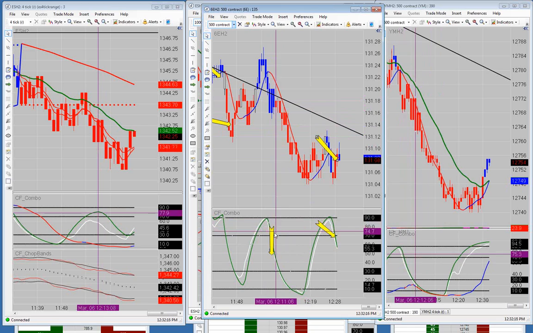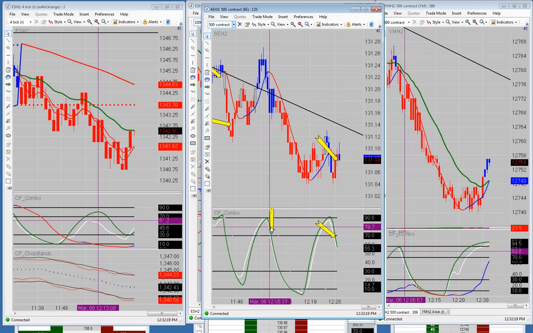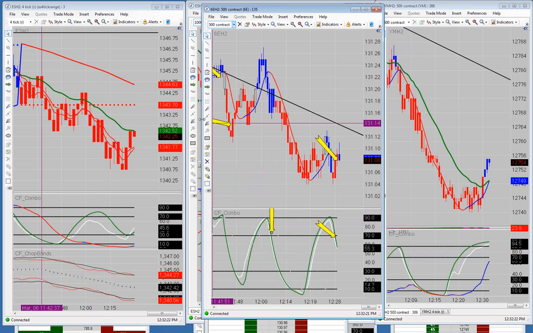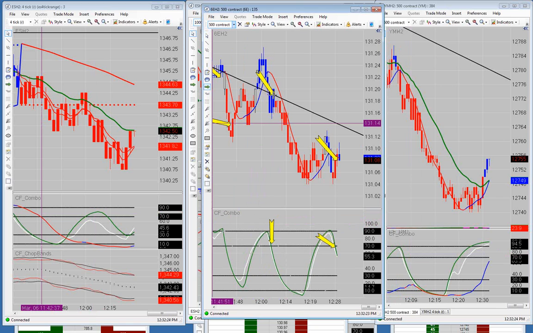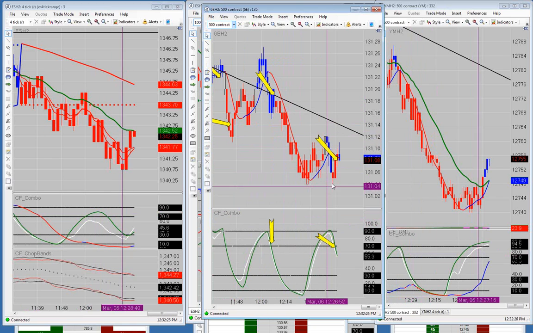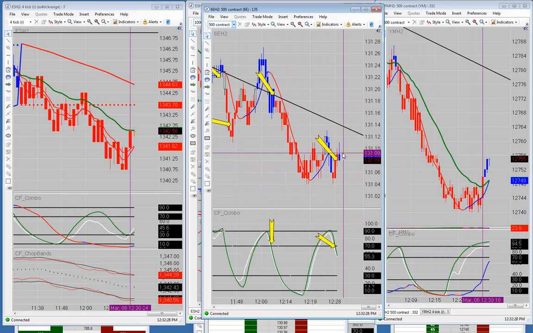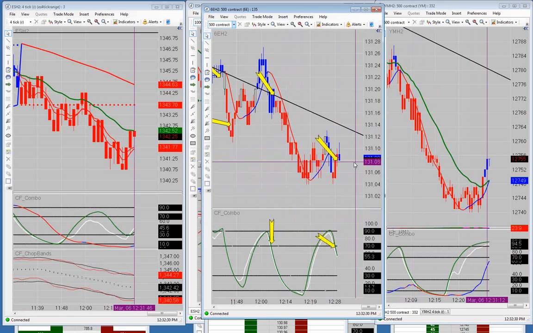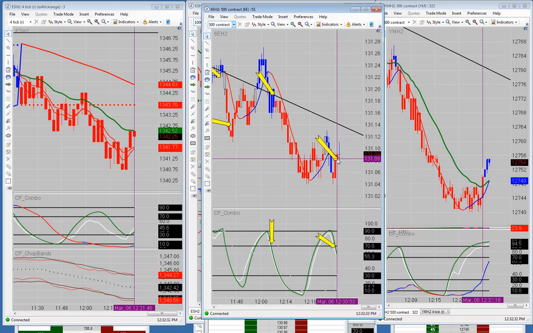That was an opportunity right in here. You see, I had put the arrow in here when we had the white to the left of the green, looking for the close below the MA1, so right in there is the spot for that. What time is it right now? 12:32. Okay, you can see we have a short trade on right now from right here.